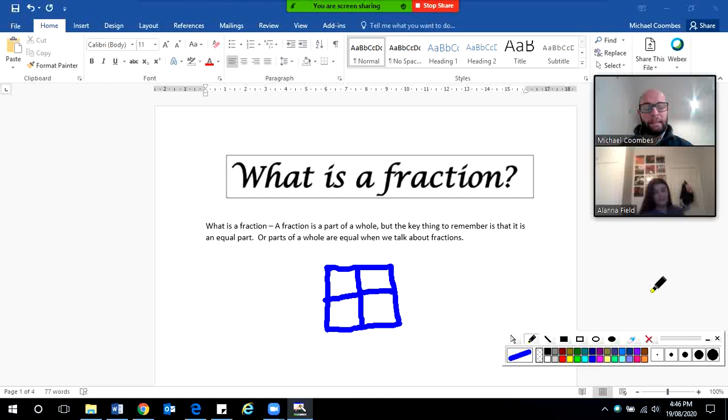Okay, so the definition of a fraction is a part of a whole. Okay, we have sort of a whole square, then a whole rectangle. That's the whole, and a fraction is an equal part of that.